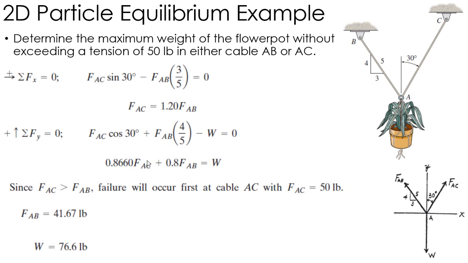So again, free body diagram, sum the forces in the X, sum the forces in the Y, set them both to 0. Determine which cable is the limiting factor and set that to 50, and then solve out the equations.